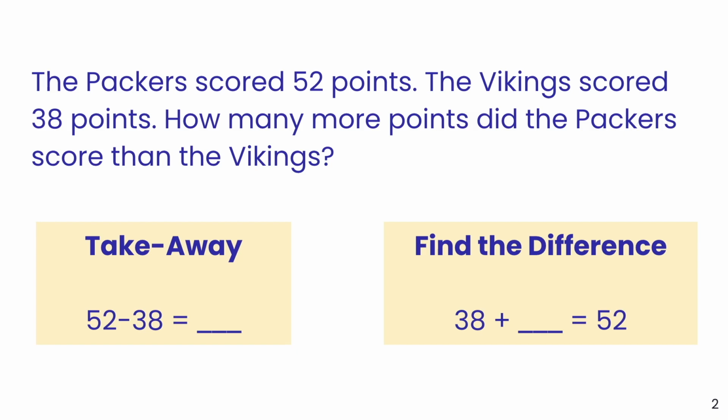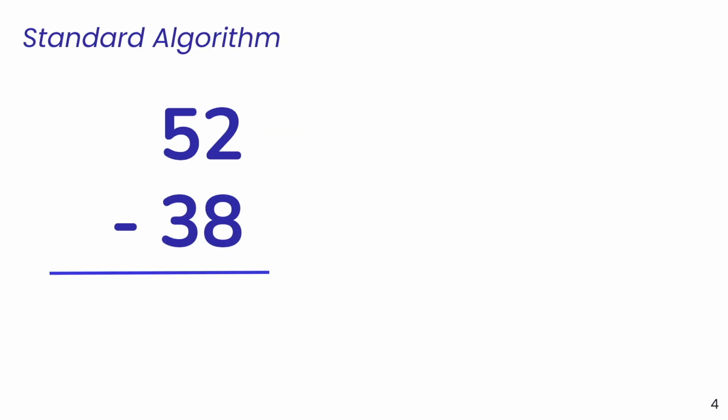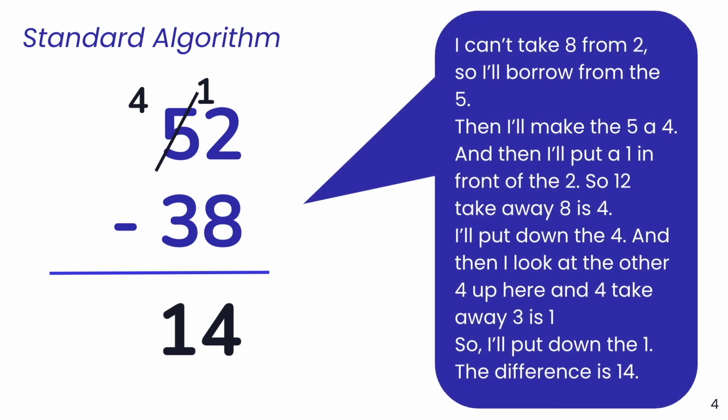Today, we will work on our notation when modeling adding to subtract, also known as finding the difference. Let's reminisce on the standard algorithm. The language that I'm about to use will reflect how many of us learned how to subtract. I can't take 8 away from 2, so I borrow from the 5, and then I'll make the 5 a 4, and then I'll put a 1 in front of the 2, so 12 take away 8 is 4, and I'll put down the 4, and then I look at the other 4 up here, and 4 take away 3 is 1, so I'll put down the 1, the difference is 14.